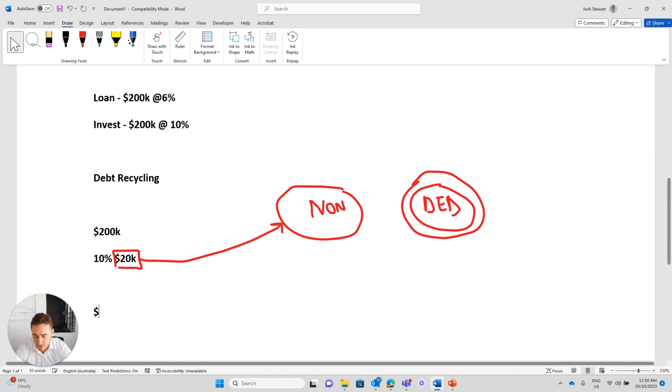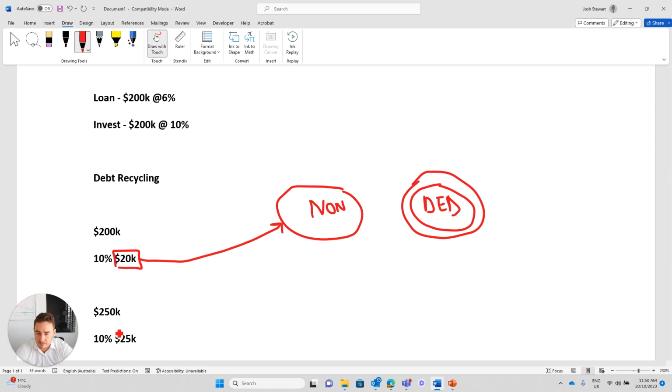Okay, then maybe I've got 200,000. Maybe I've been able to increase it to 200,000. And then the next year I make another 10%. I make 25,000. And then what I do is I take the 25,000 and I push it back into my non-deductible debt. I've made scheduled repayments, and lucky me, my house has increased in value again.